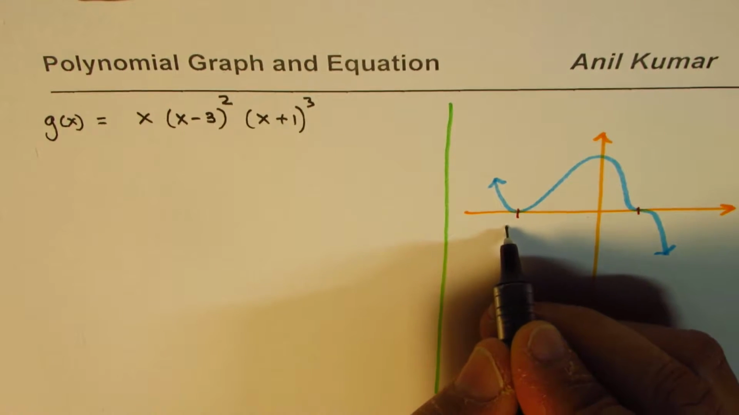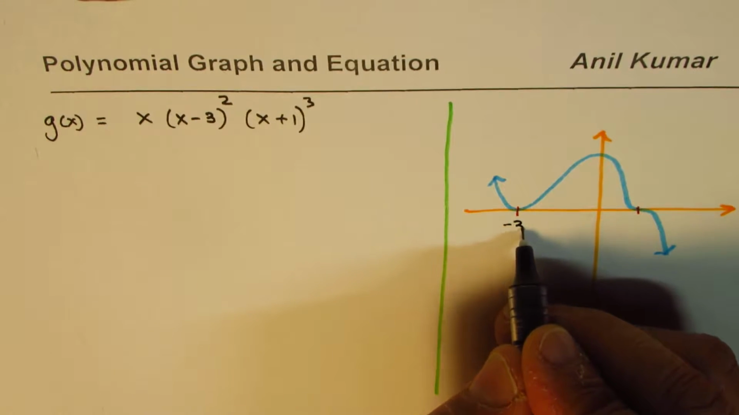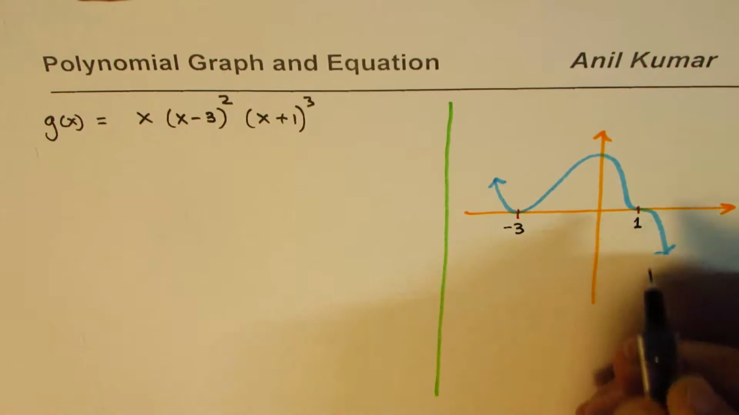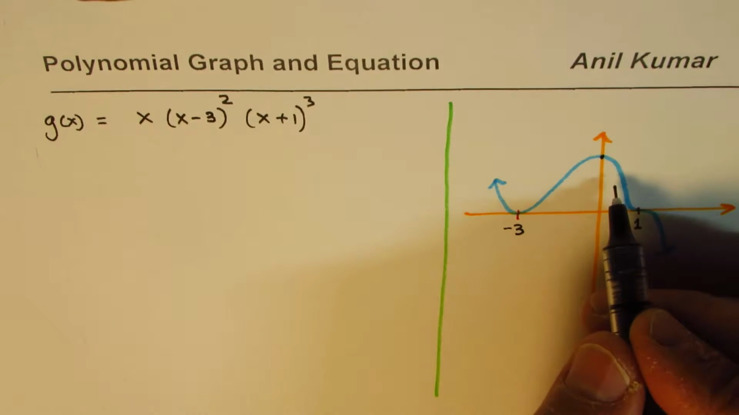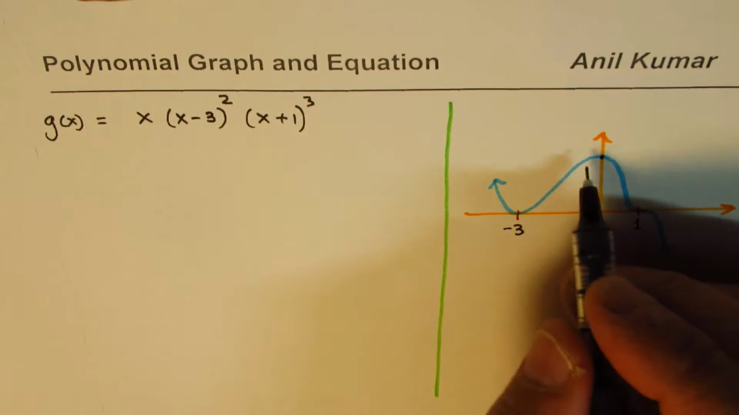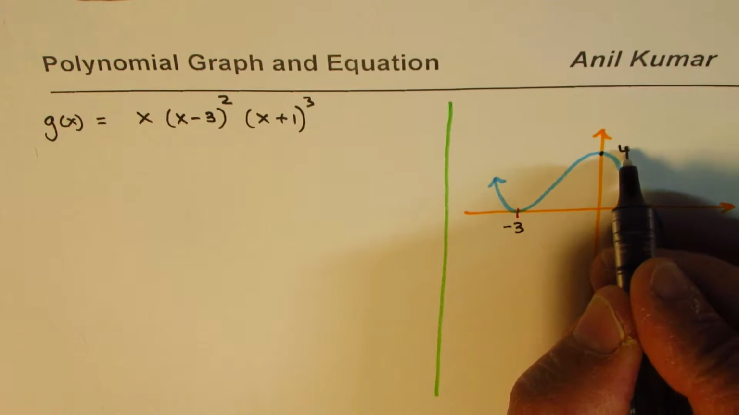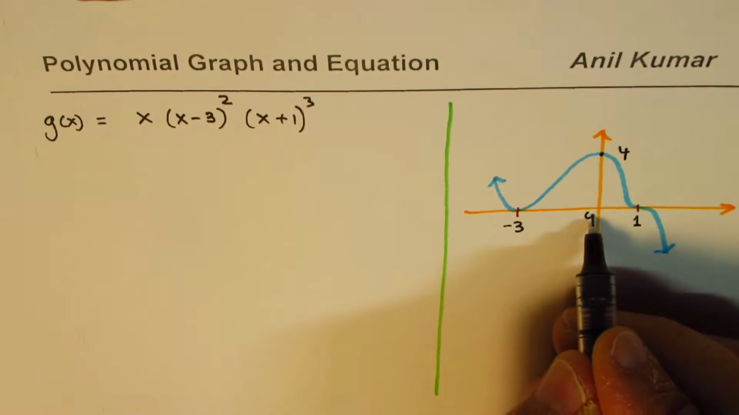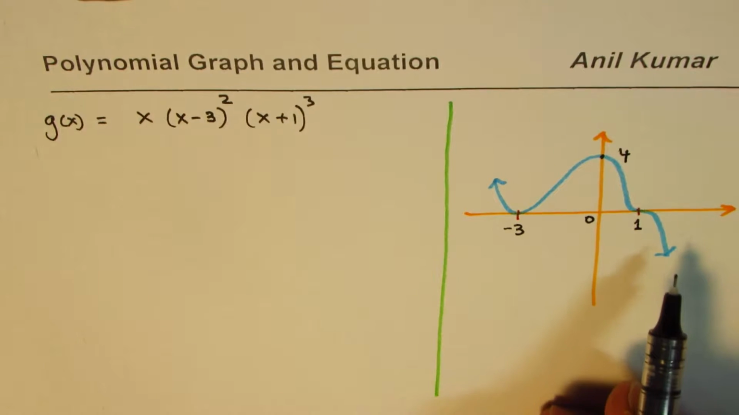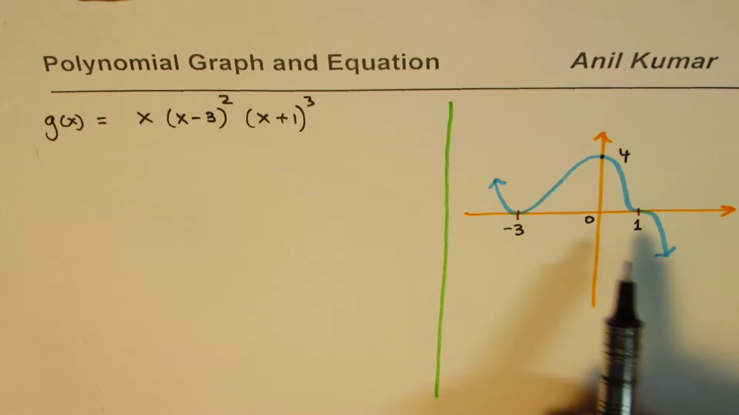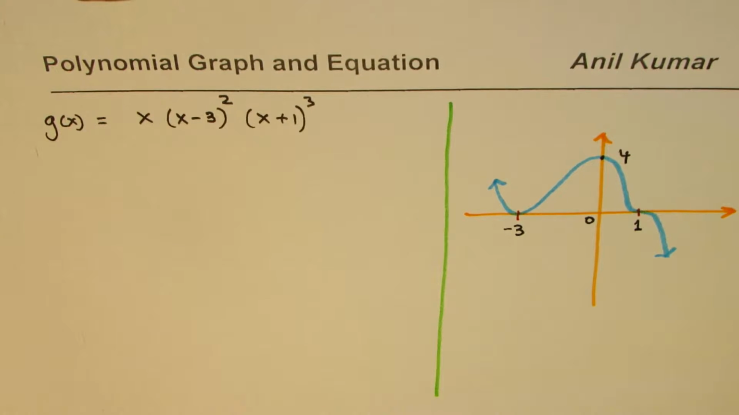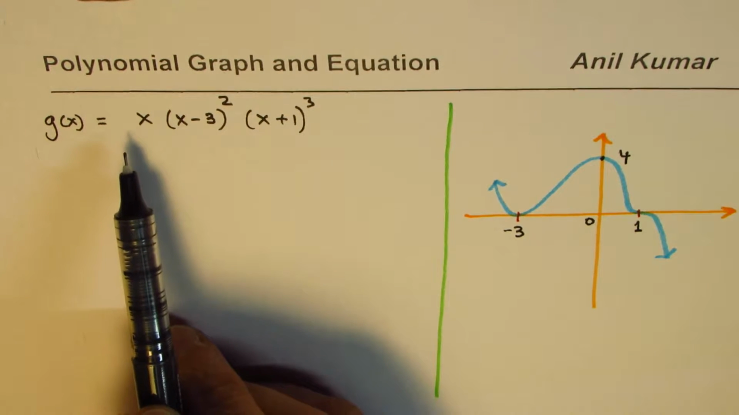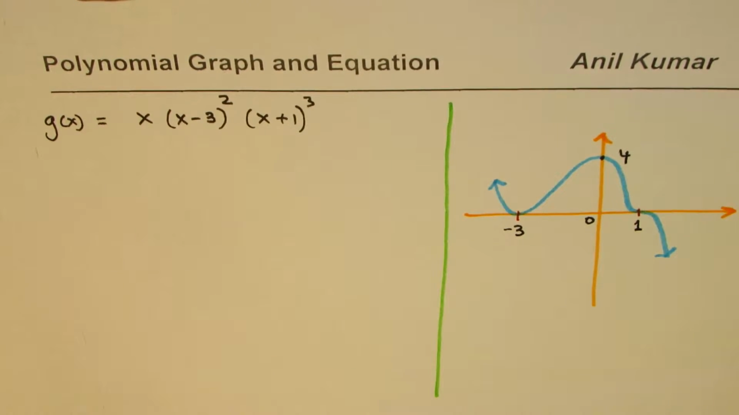Let's say this point is at minus 3, and we have this point at 1. And this is the y-intercept for me. I'm not saying this is the maximum. And let us say this y-intercept is 4 for us. Okay, so that's the graph. We'll find the polynomial which could represent this kind of a graph. Now, let us go to the first part, which is sketching a graph.